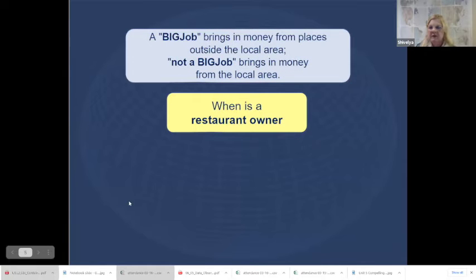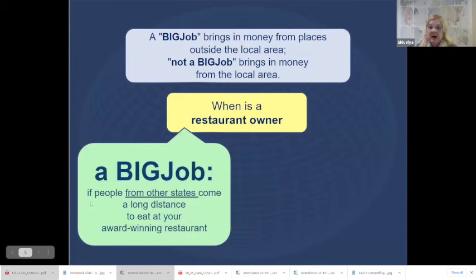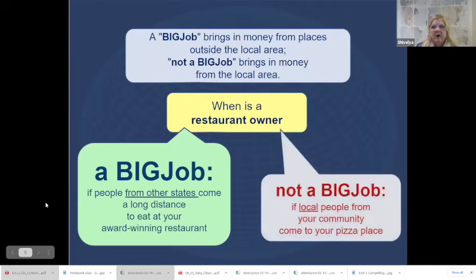Look at a few more examples and we'll go through pretty much the same thing. A restaurant owner. Would it be a big job if people really want to come to it and will be attracted to it, to even travel to get to the restaurant? Or will it be just a small restaurant in the local community that is really popular, but maybe only has customers that are from that community?